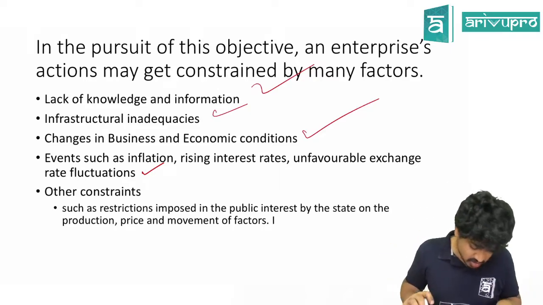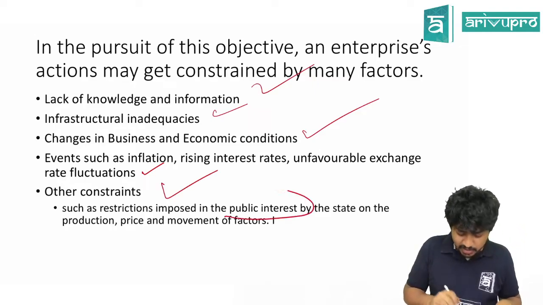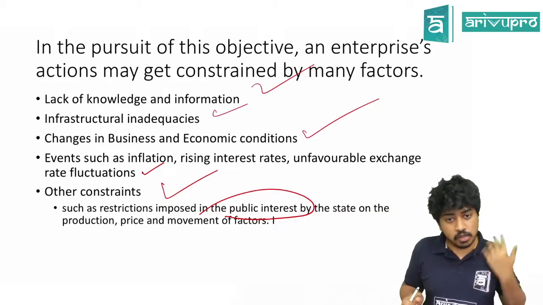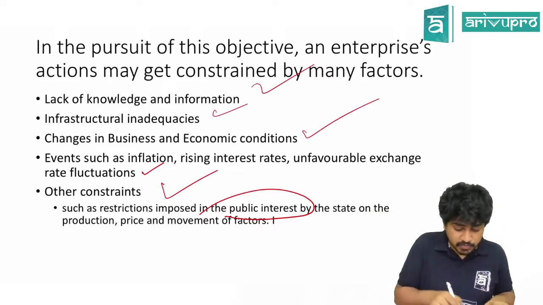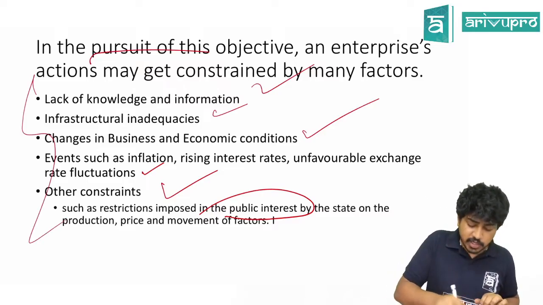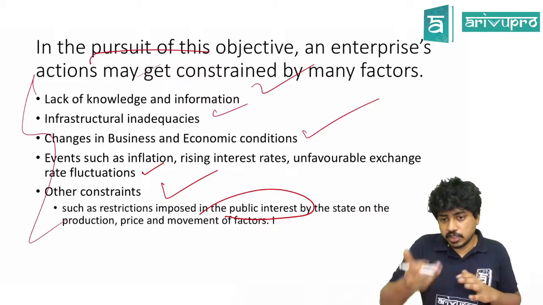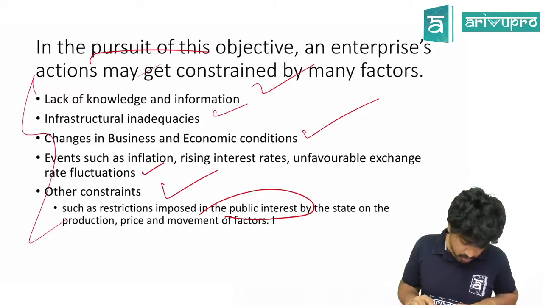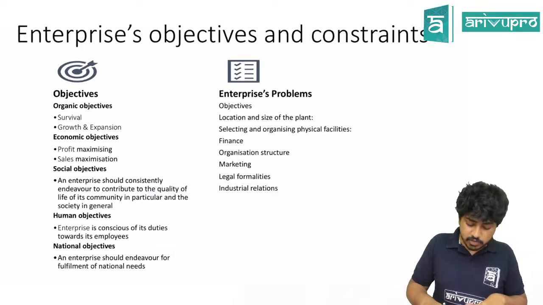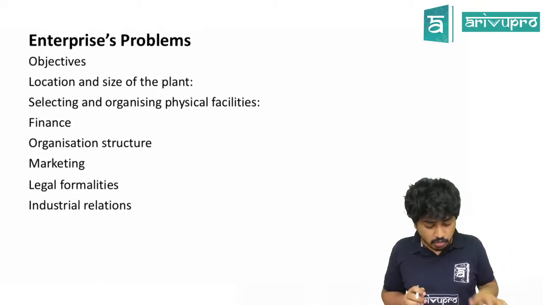That is what it is. Other constraints, like public interest. You are doing something, but the public is opposing: no, you should not do this. That will prevent you from achieving your objectives. These are the reasons why not all organizations achieve their own objectives. Some enterprise problems are also there, which we are going to see. What are these problems? We'll see.